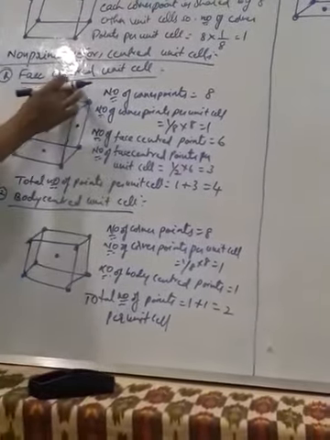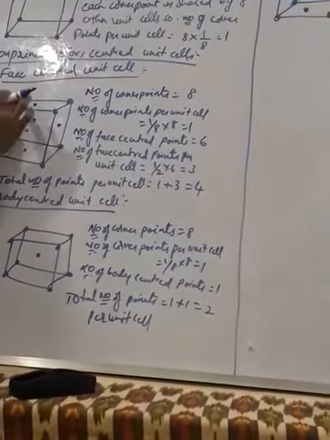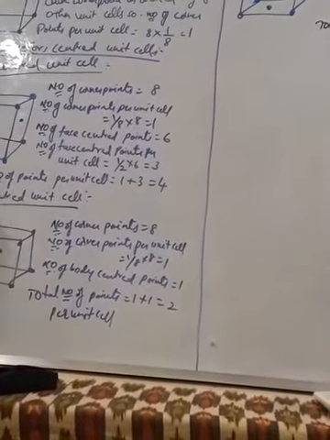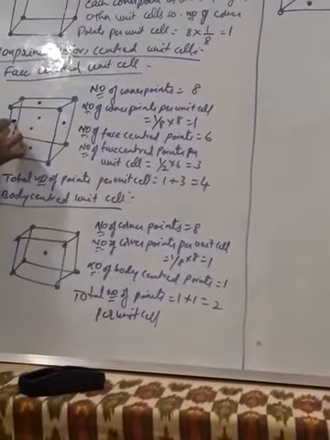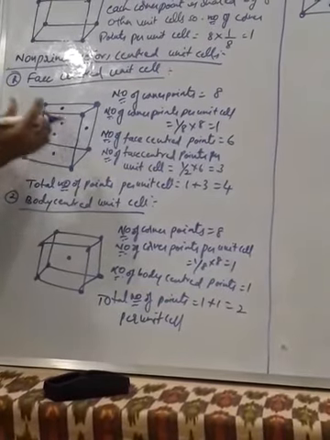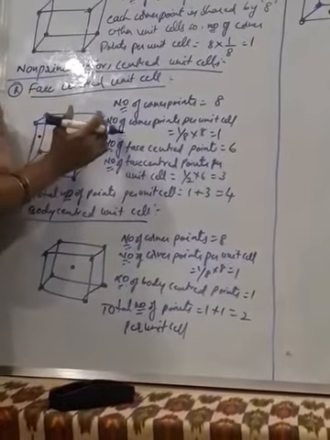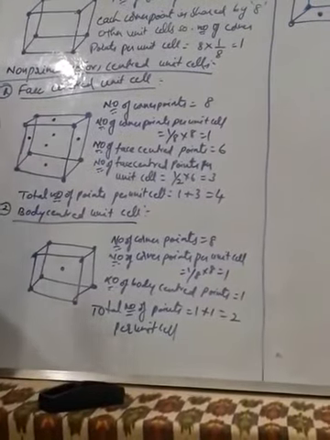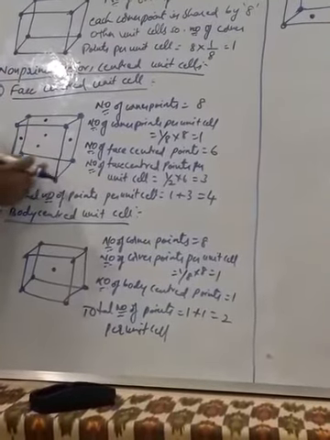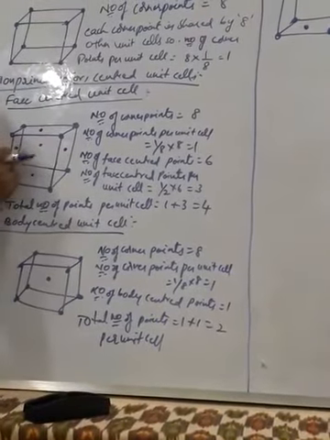So first, coming to face centered unit cells. This is the face centered unit cell having 8 corner points, which is common for all unit cells. So 8 corner points are there, okay, and 6 points at the faces. The unit cell is 3-dimensional, so this 3-dimensional cube has 6 faces, and at the center of each face a point is there. This is called a face centered point. So totally 6 face centered points are there.